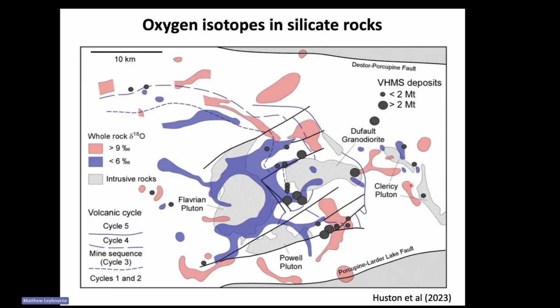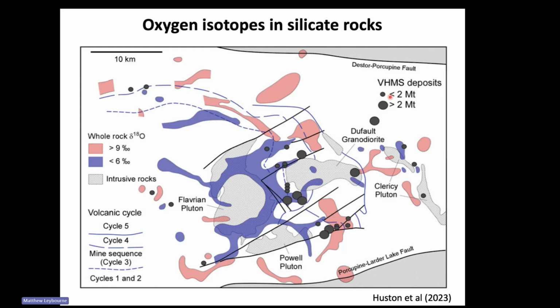So here is a map, and this is of the Kidd Creek deposit, which is in Canada. It's in Ontario. And so what we see, some black dots here, which represent some of the VHMS, or volcanic hosted massive sulfide deposits, AKA VMS. So these are deposits that form on the seafloor.